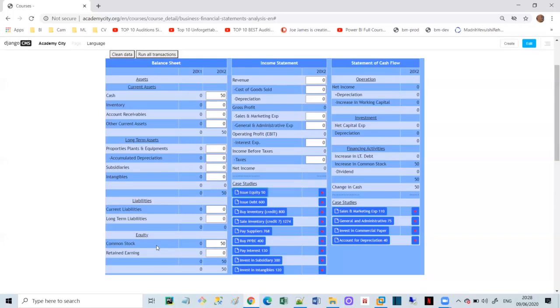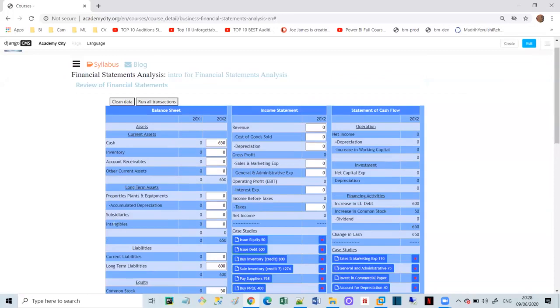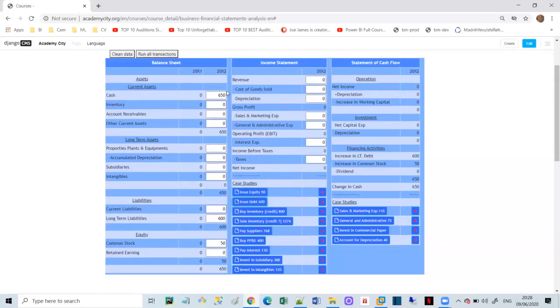Another way I can raise money is by issuing bonds, or just going to the bank and taking a loan. Here I gave an example. I'm raising 600 million by issuing bonds or taking a loan from the bank. I click on it, and that shows me that, wow, now I have $650 million in my bank account. No surprise, because I raised another 600. Where did the money come from? It came from the bank.